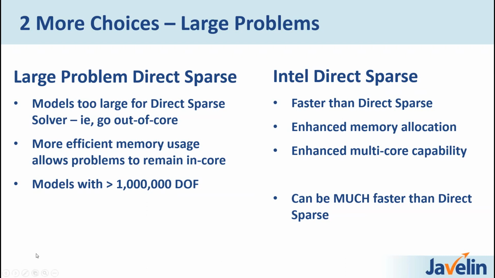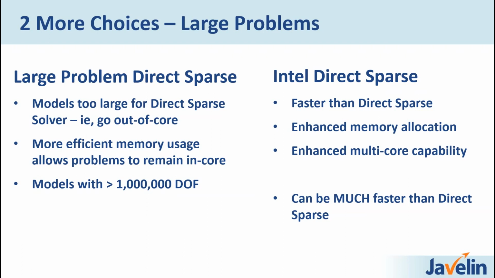Well, recently we have a new solver. This is the newest of the four, the Intel direct sparse solver. This is a direct sparse solving algorithm developed by Intel. It was introduced as a faster solution to the old direct sparse solver. I would highly recommend trying it. It uses enhanced memory allocation, and it uses multi-cores better as well, and this can be much, much faster than the standard direct sparse solver.